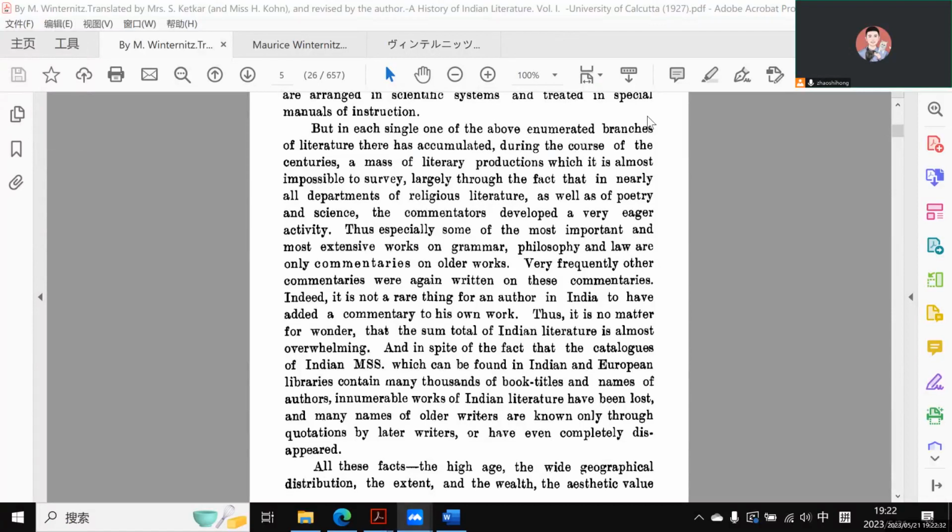While you are talking about ancient India, may I ask to which era you are referring? Well, it's very difficult actually.